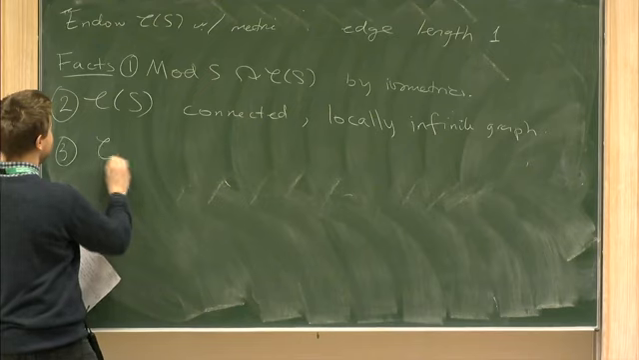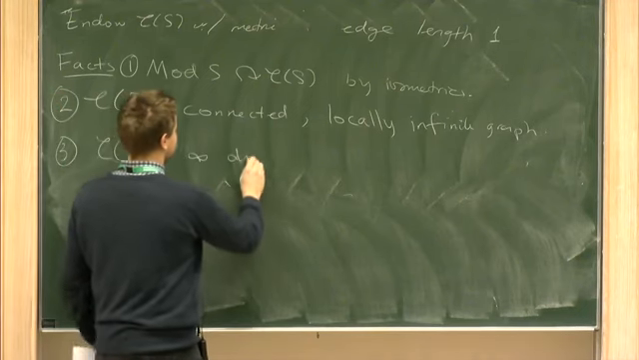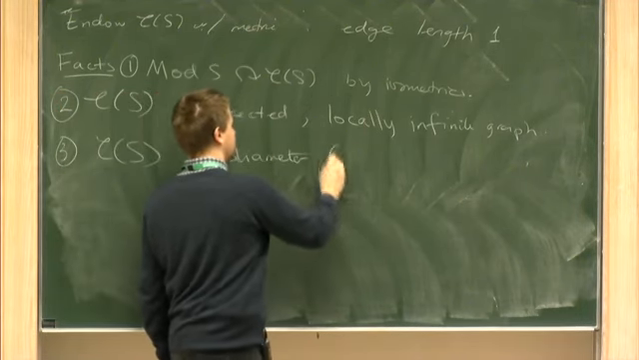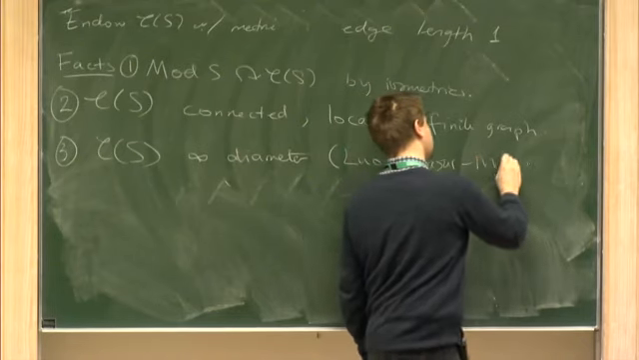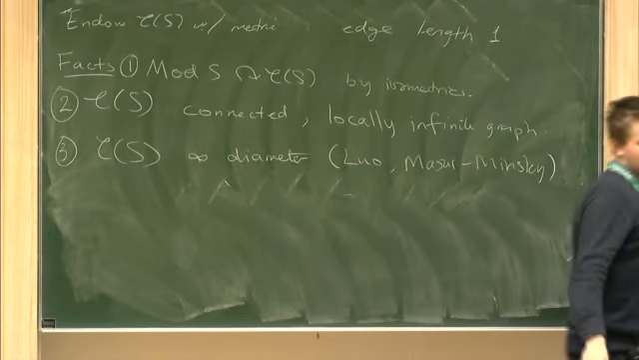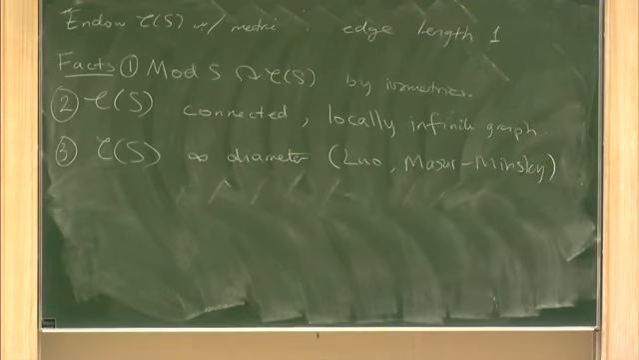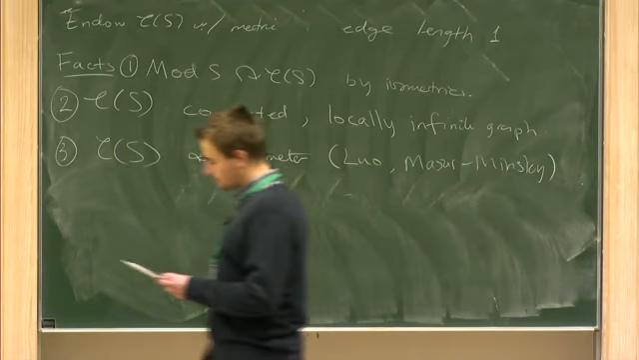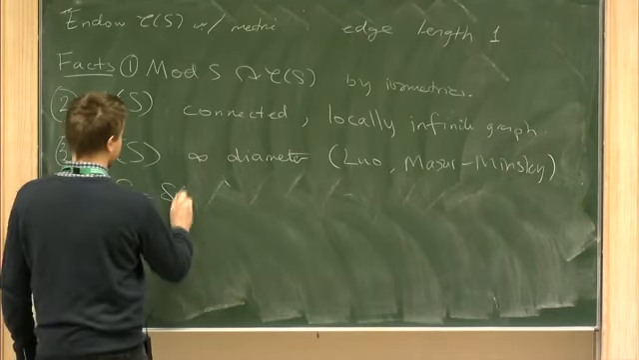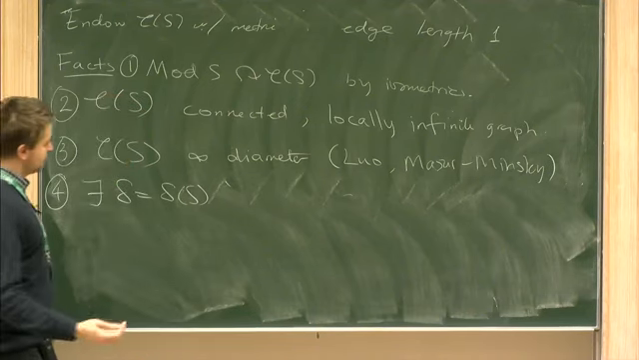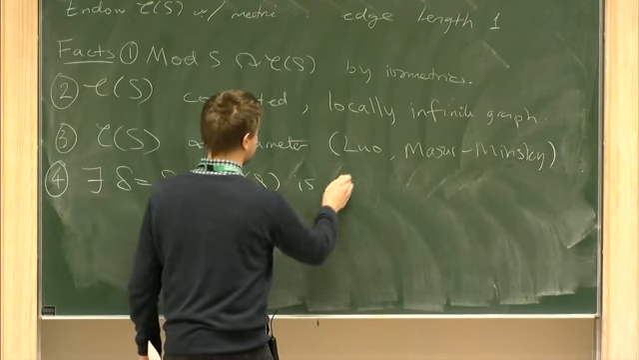Okay, so less trivial is the fact that the curve graph has infinite diameter. I believe Leininger communicated a proof to Masur-Minsky, and Masur-Minsky proved this theorem by showing that pseudo-Anosovs act loxodromically. The curve graphs are hyperbolic. So there's a delta depending on the surface, so that the curve graph is delta-hyperbolic.